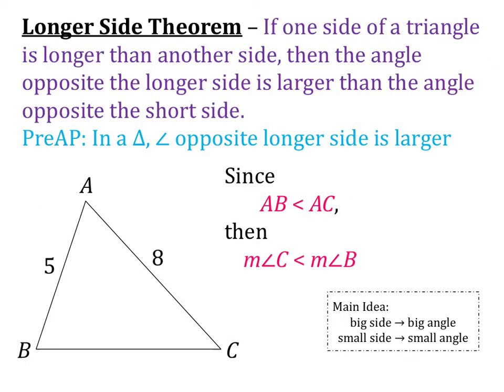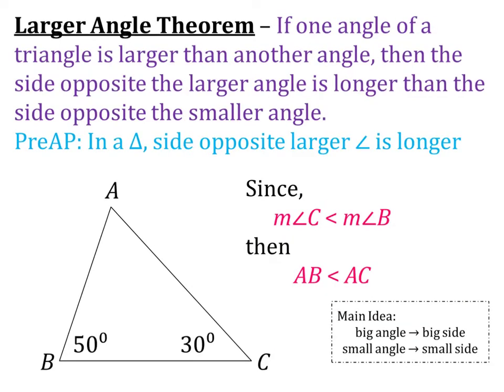Let's discuss the longer side theorem. This states that if one side of a triangle is longer than another side, then the angle opposite the longer side is larger than the angle opposite the shorter side. So what this means is that in our picture below, AB is 5 and AC is 8. So since 5 is less than 8, then the angle across from 5, angle C, is less than the angle across from 8, angle B. So like it says here, since AB is less than AC, then angle C is less than angle B. So the main idea of what's happening right here is big side means big angle, small side means small angle.